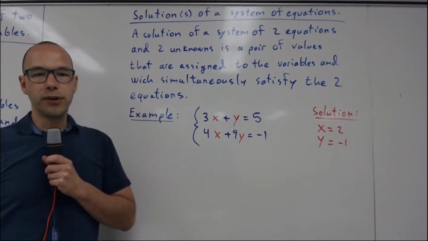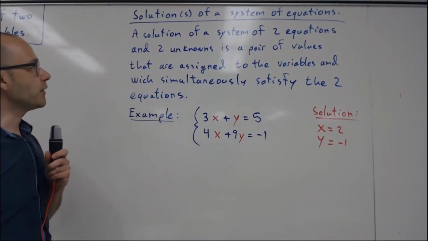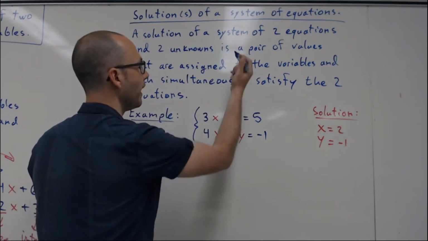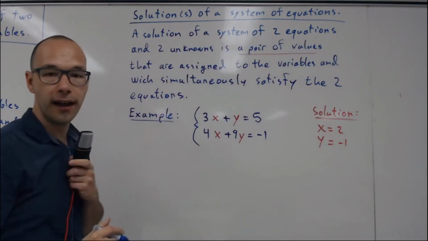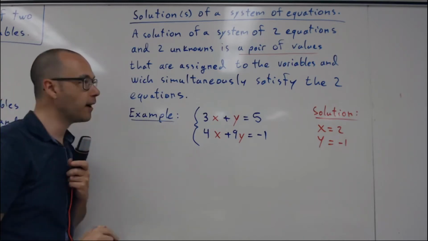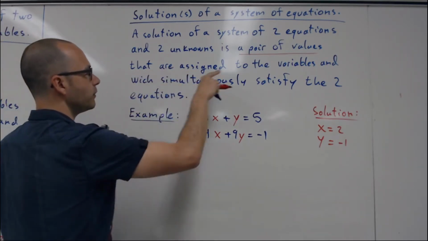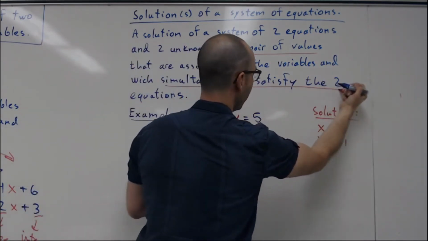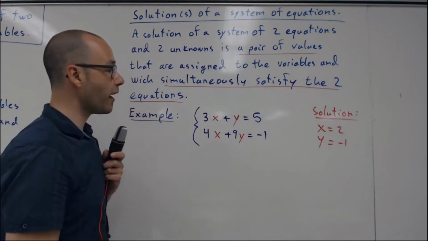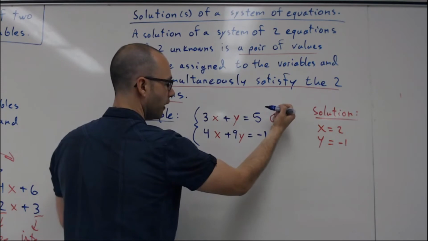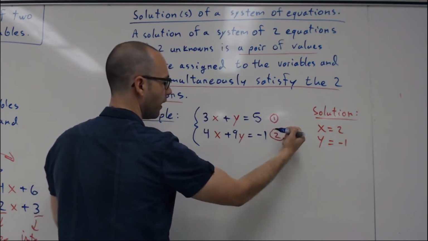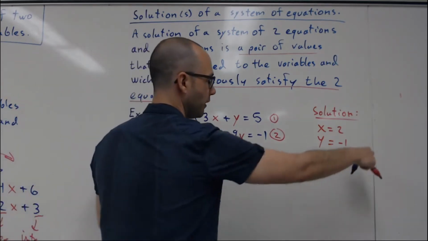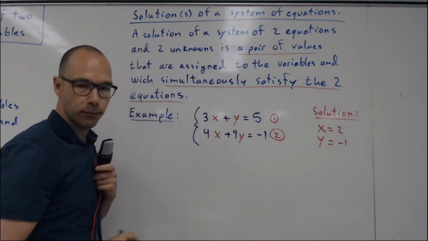Okay, so now for the solutions of a system of equations. A solution of a system of two equations and two unknowns is a pair of values. So you have a value for x, you'll have a value for y, that are assigned to the variables and which simultaneously satisfy the two equations. So you have to satisfy equation number 1, and you also have to satisfy equation number 2. And we're going to check that my solution here actually satisfies both equations.